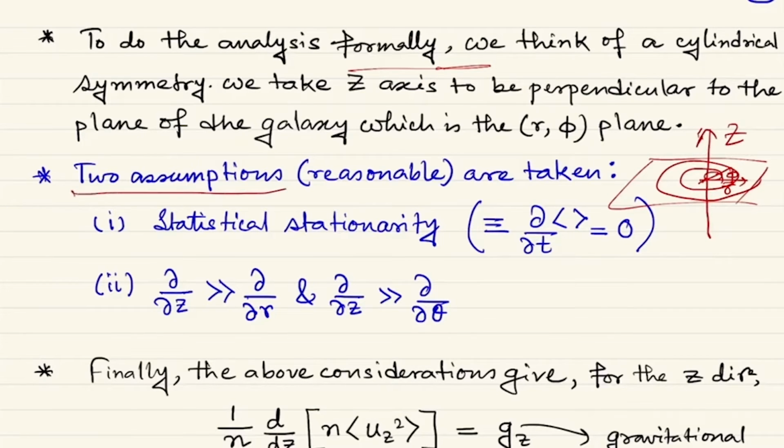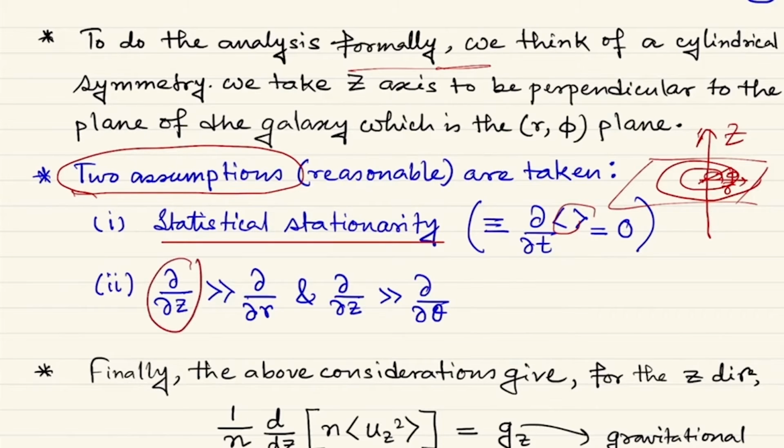We also use the following two Jeans assumptions. One is statistical stationarity, that means ∂/∂t of any average quantity is 0. The other is that ∂/∂z is very much greater than ∂/∂r and ∂/∂θ. Phi or theta, whatever, that is the cylindrical angle, only one. So this is r, theta, z. Basically, the only partial derivative that survives is ∂/∂z.